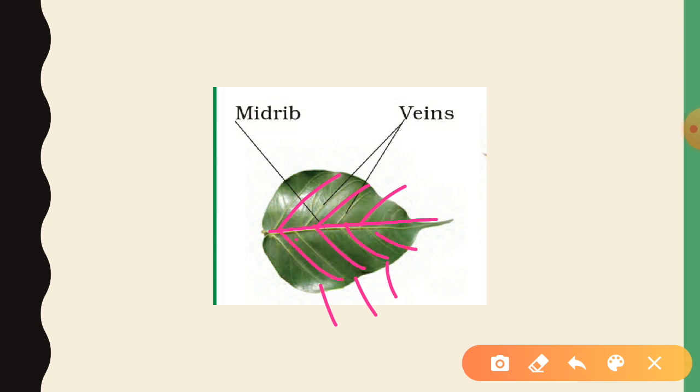Does all leaf have same kind of venation? Obviously not. If you will observe leaf around you, then you will find that all of them have different type of leaf venation. So let us understand what are the types of venation in leaves.